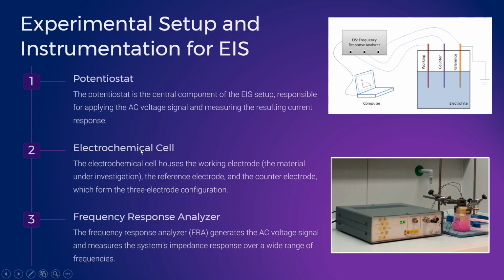The electrochemical cell houses a working electrode, which is the material under investigation, and the reference electrode and counter electrode, which form the three electrode configuration, as you can see in this picture. And what is a frequency response analyzer? This FRA generates an AC voltage signal and measures the system impedance response over a wide range of frequencies.